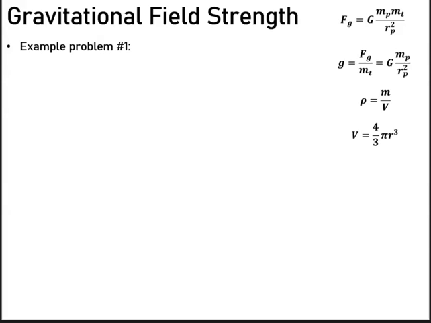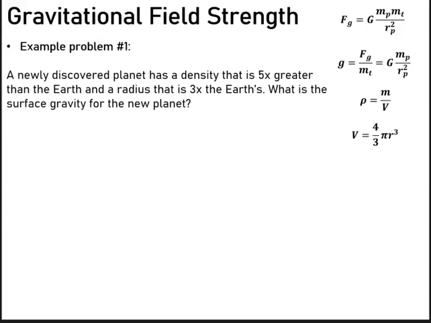So here's the first example problem. If we have a newly discovered planet that has a density that is 5 times greater than the Earth and a radius that is 3 times the Earth's, what is the surface gravity for the new planet? To find this, we can't use the one-to-one rule because we don't actually have any numbers. We're not being given the Earth's radius or the Earth's density.